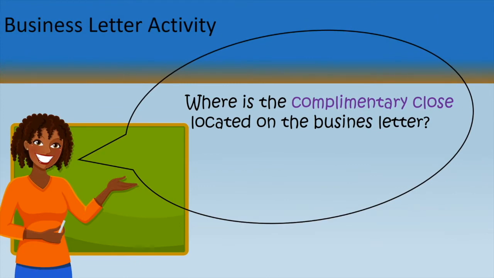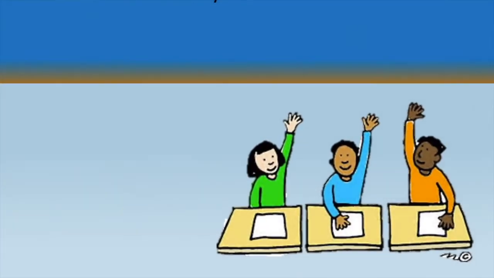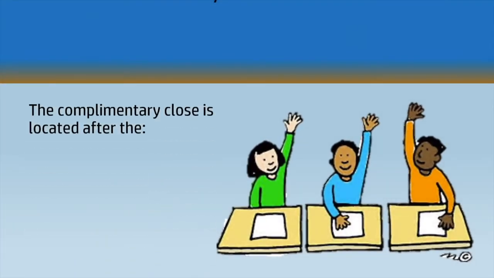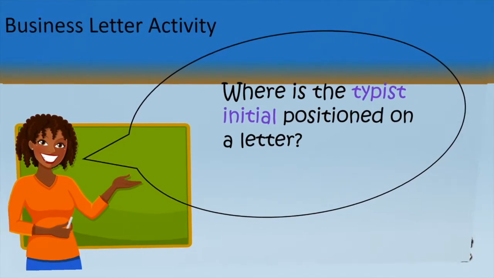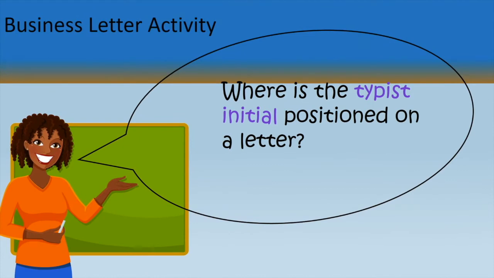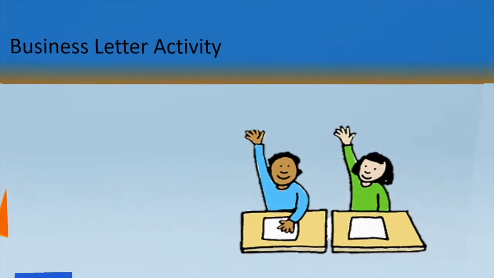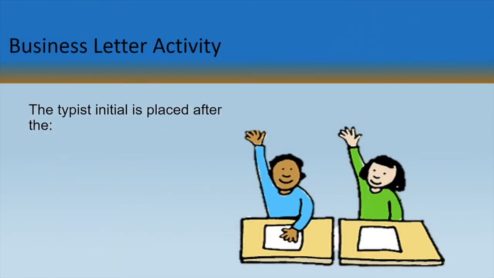Where is the complimentary close located on a business letter? The complimentary close is located after the, let me hear you, body of the letter. Very good, kids. Where is the typist's initial positioned on a letter? Let's see who can answer this one. The typist's initial is placed after the writer's name and position. Excellent.